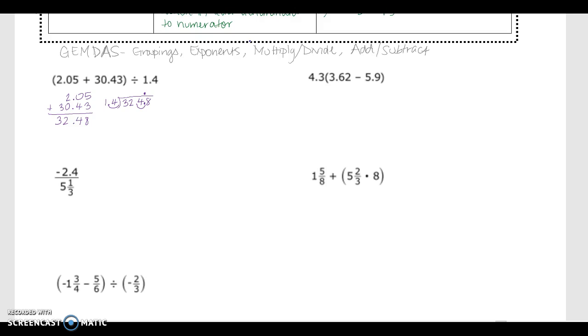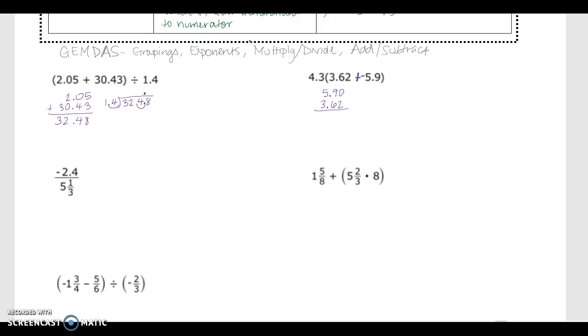So the next one, again, we have a grouping, right? So we're going to go ahead and do that first. But I have 3.62 minus 5.9. So the second number is bigger. So I need to add the opposite, okay? So different sign, right? I have a positive and a negative, so I'm going to subtract. So 5.90, and I have to line up my decimal, 3.62.